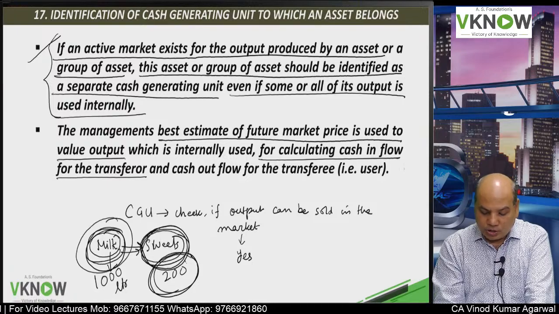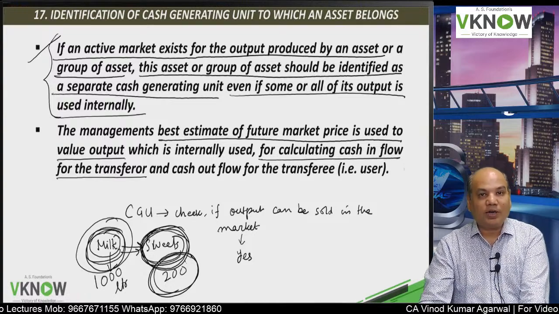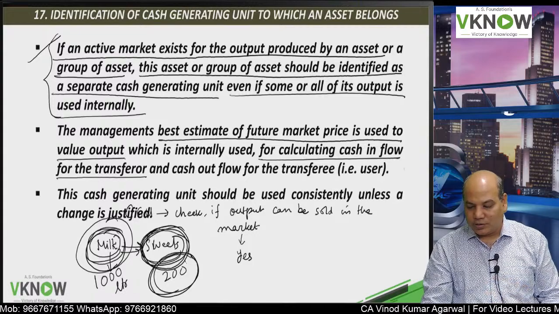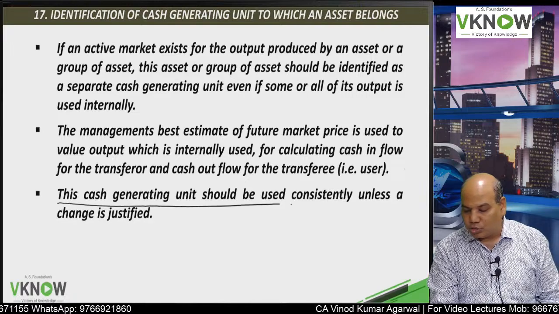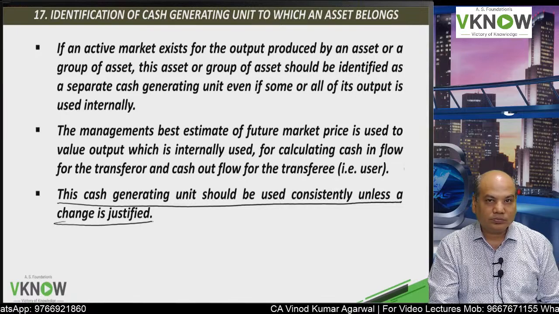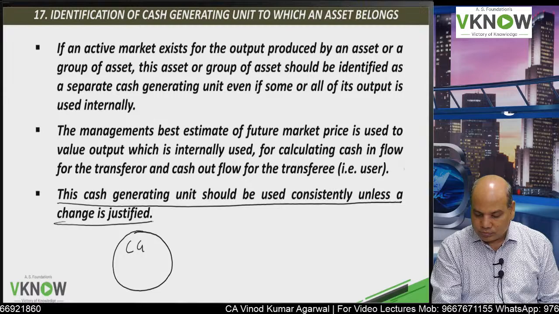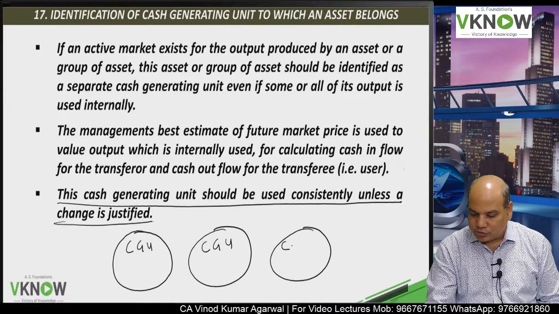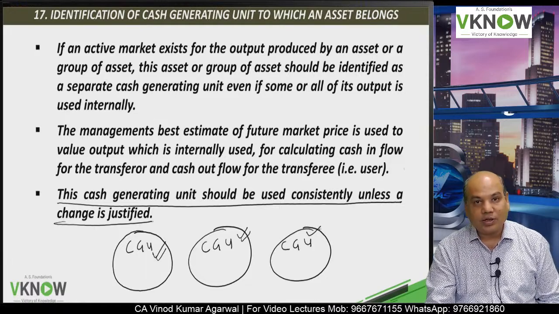For milk producing department, it will be treated as inflow. For the sweet department, which is buying from the milk department, it will be treated as an outflow. Next point is CGU should be used consistently unless a change is justified. That means this is one CGU, this is another CGU, this is another CGU. So we have to use the CGU every year consistently.